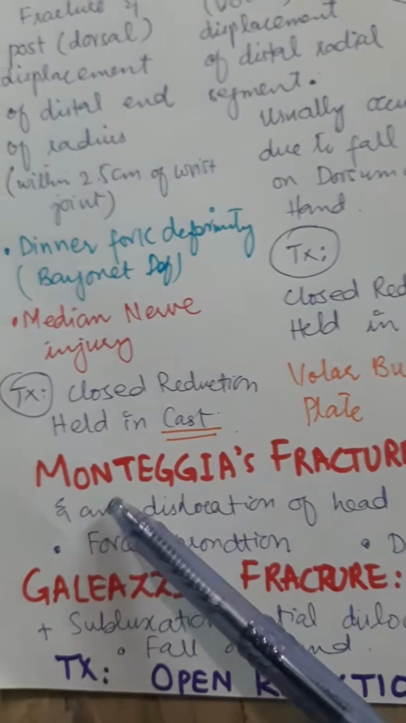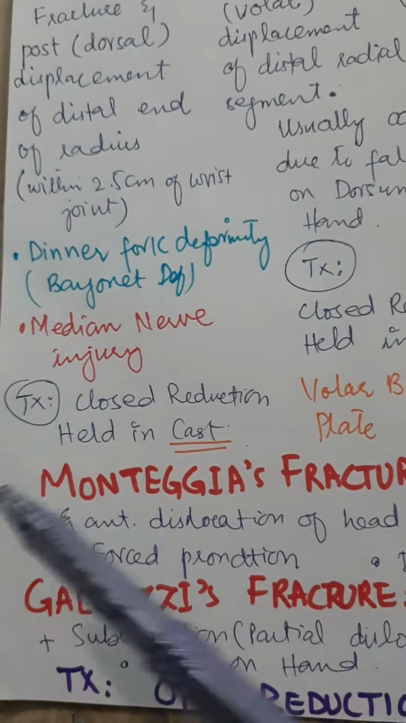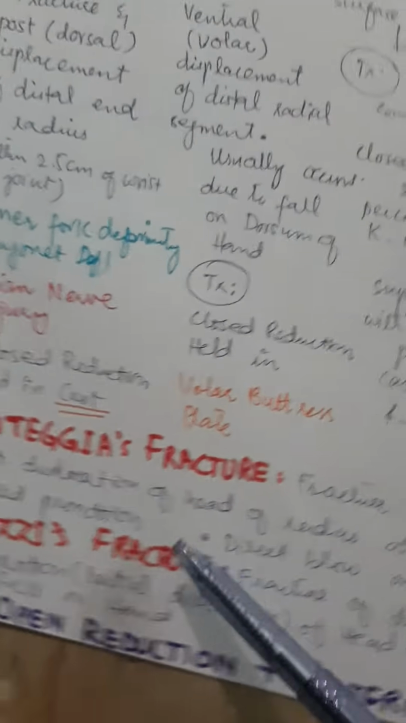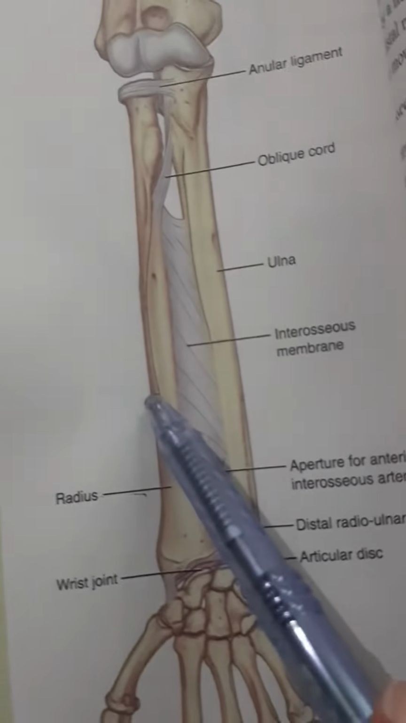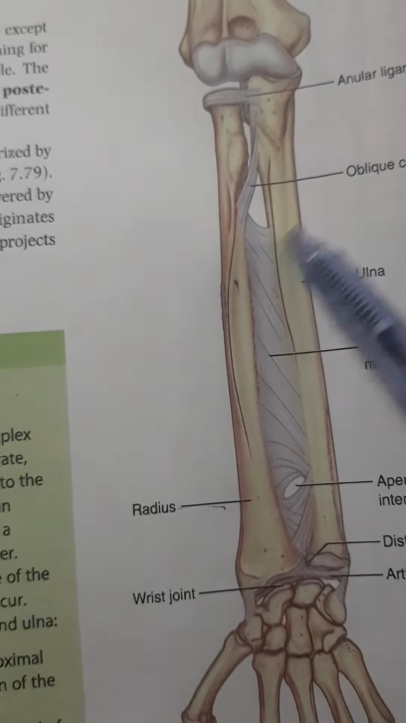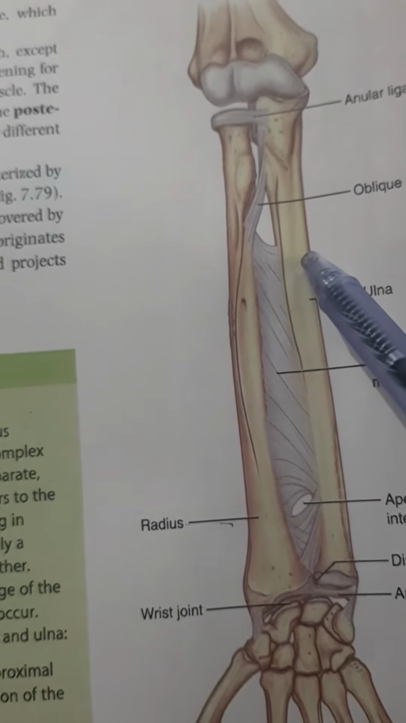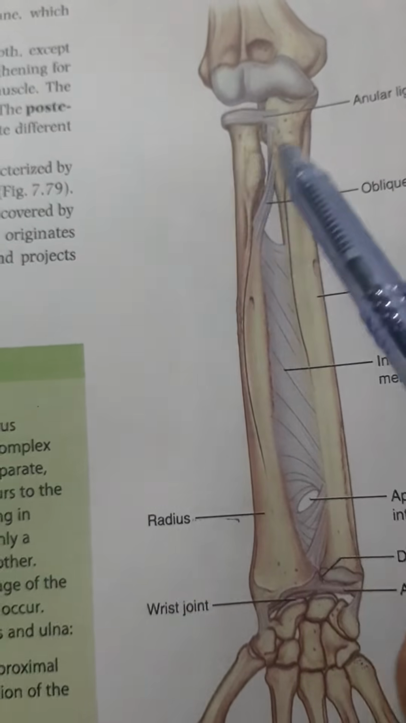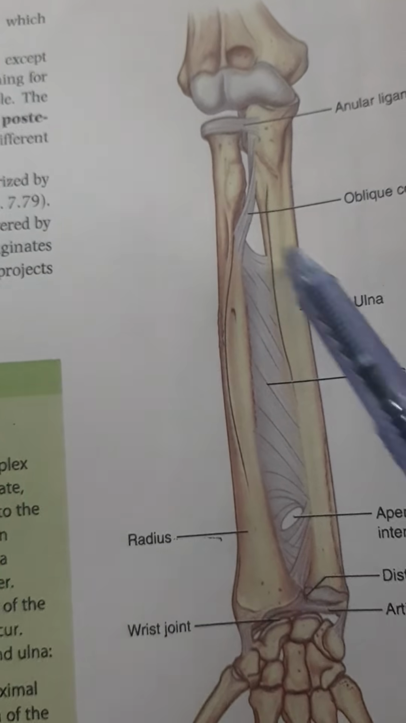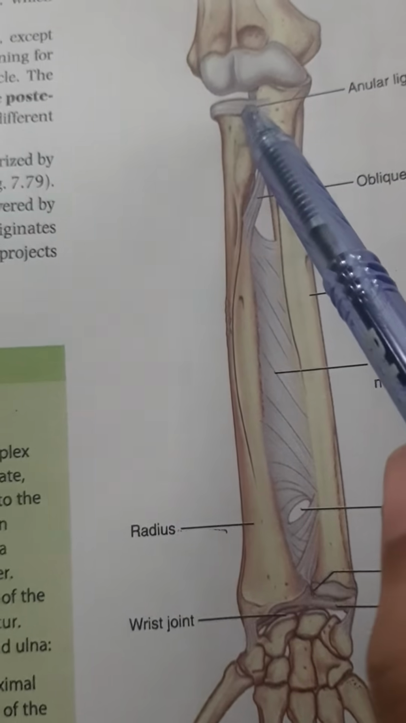Now there are two fractures: Monteggia's fracture and Galeazzi's fracture. In these fractures, both radius and ulna are involved. In Monteggia's fracture, the proximal third of the ulna is fractured and there is anterior dislocation of the head of the radius at the elbow joint.